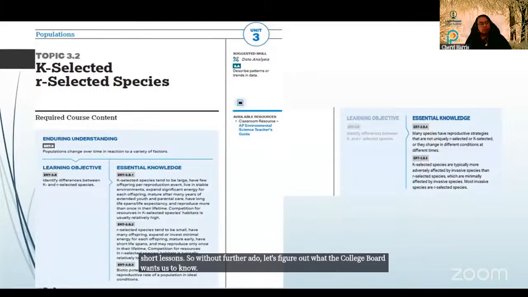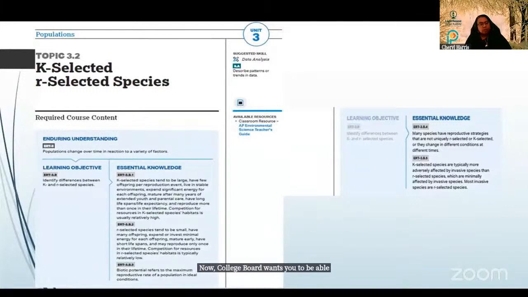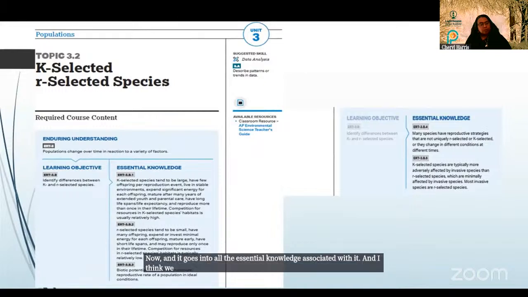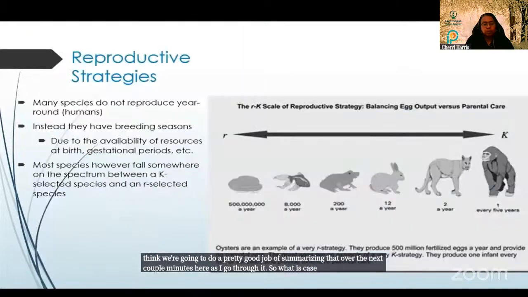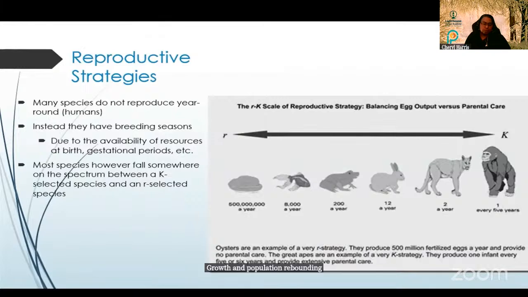Now, the College Board wants you to be able to identify differences between K-selected and R-selected species. It goes into all the essential knowledge associated with it, and I think we're going to do a pretty good job of summarizing that over the next couple minutes as I go through it. So what is K-selected and what is R-selected? Well, they are reproductive strategies. This is the way in which an organism reproduces, and it's really linked to population growth and population rebounding, and that actually links into a lot of other ecological concepts.